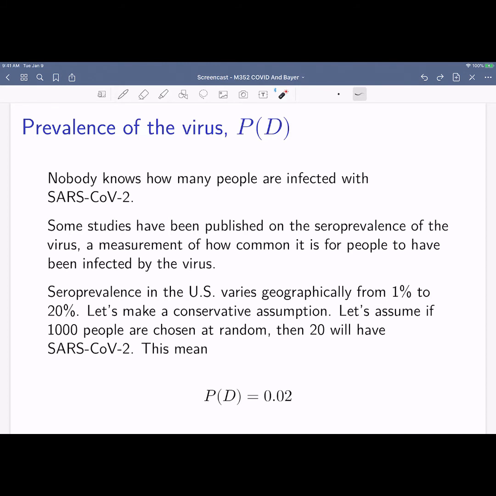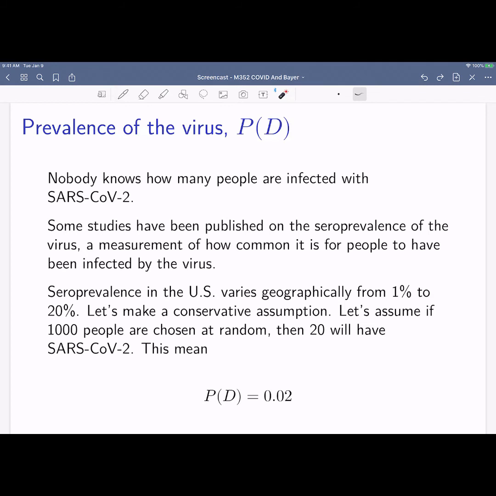If you've been watching the news, you'll have a sense that different parts of the country have different levels of virus presence. Geographically, it ranges from 1% in some very rural states to 20% in some states that have been affected deeply by the virus. So for the purpose of this example, let's make a conservative assumption. If seroprevalence goes from 1% to 20%, let's assume that our seroprevalence is going to be 2%.